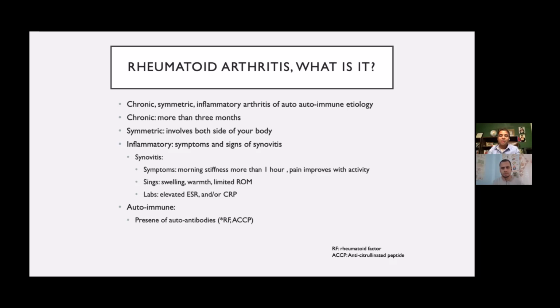But typically, most of the patients will have some signs of autoimmunity as evidenced by the presence of rheumatoid factor or anti-CCP. Some people also call this ACPA, and the full form is anti-citrullinated peptide antibodies, and that is a marker of autoimmunity.